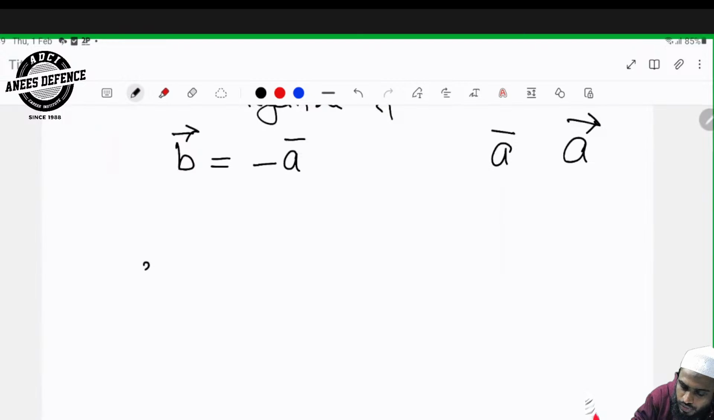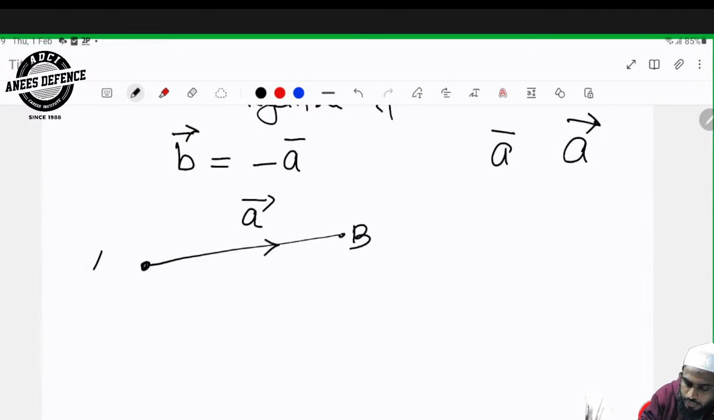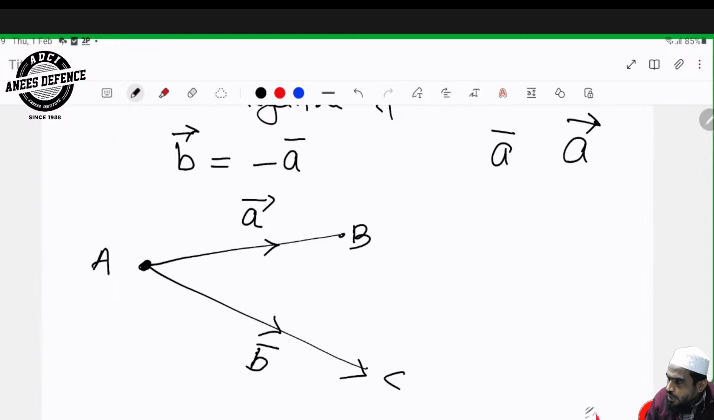Now you can see this is one point. I am going to start from here and I am reaching B. This vector is represented as A, for example. Same thing, I am going to start from A and go to C. This vector is represented as vector B, or you can say vector AB and vector AC, or simply A and B.